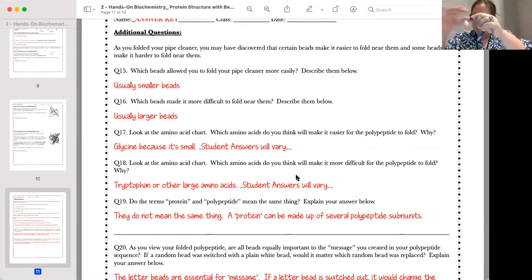So far we've studied the protein, we've studied the carbohydrate. So let's do fats. Let's do lipids next.